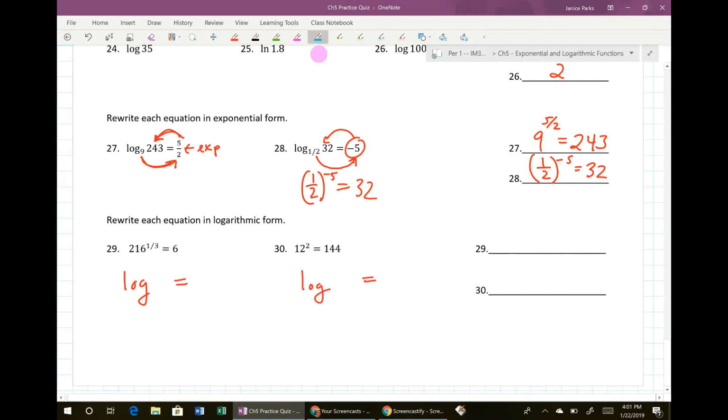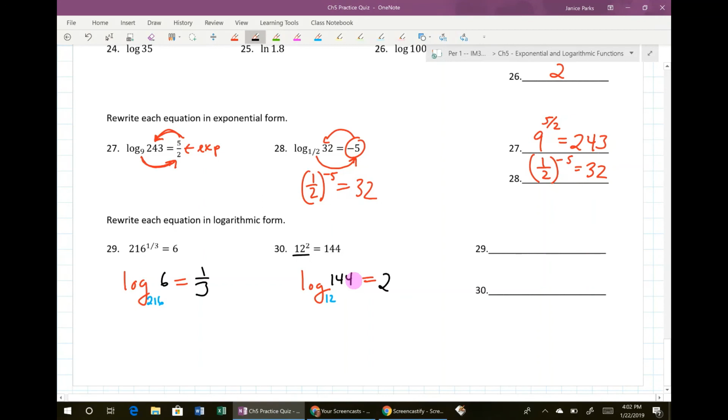So the base of the exponent is 216. The base of that exponent is 12. So those are the bases of your logarithms. The answer to the logarithm is the exponent. So the exponent goes on the other side. So that's 1/3. Exponent goes on the other side. That's 1/3. That's 2. And then 6, the only place left for it to be is there. And for this one, the only number that we haven't talked about is 144.